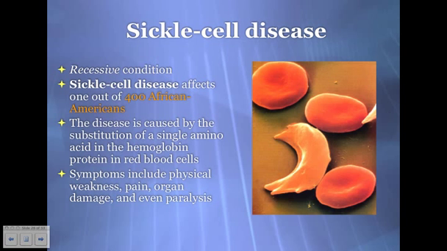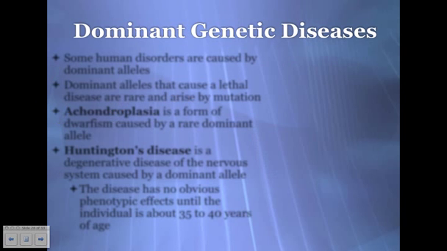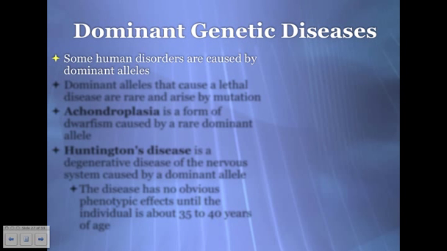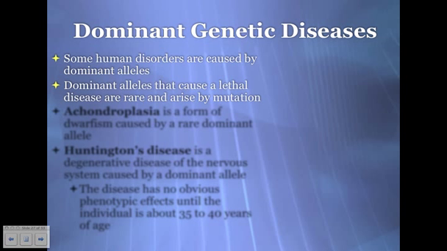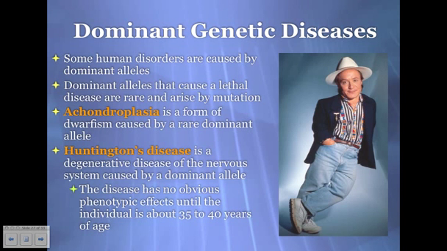I wanted to talk about a few dominant genetic diseases as well. Some human disorders are caused by dominant alleles that cause a lethal disease, and they are rare, but they do exist. The first one to talk about is something called achondroplasia. Achondroplasia is a form of dwarfism that's caused by a rare yet dominant allele.